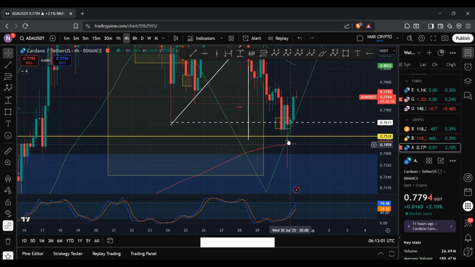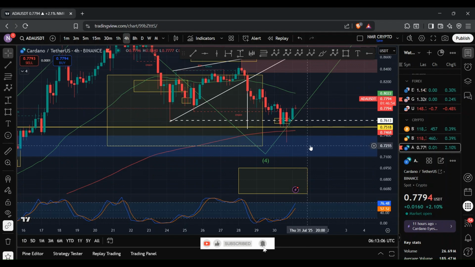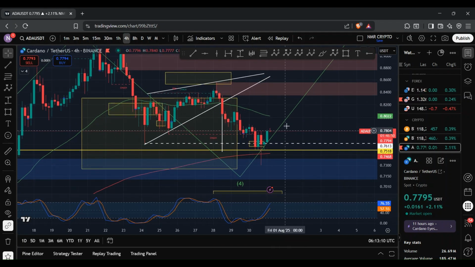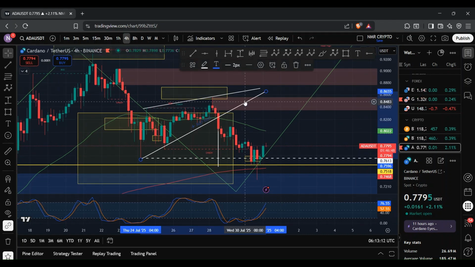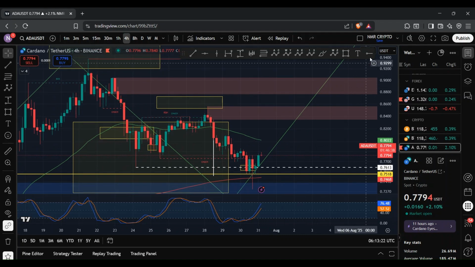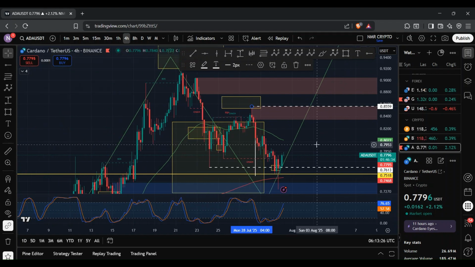Now, of course, we did wick below this yellow line and the 200 DMA, but then we saw that bounce to the upside. And so technically speaking, again, this structure could be complete, but we will need further confirmation. And so the first test really would be towards this 50 EMA, which during the time of recording sits at 80.22 cents. And the second test would be this level here at 85.59 cents.